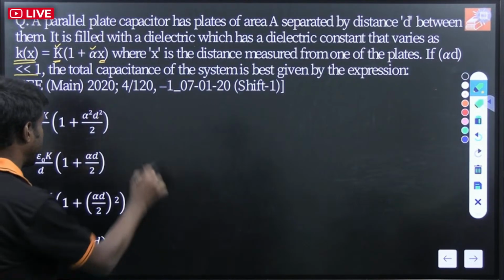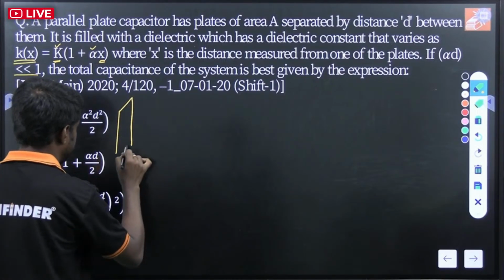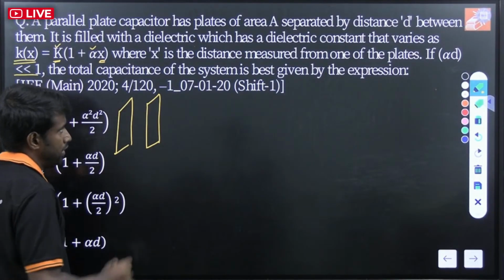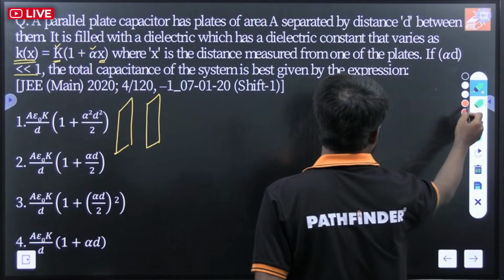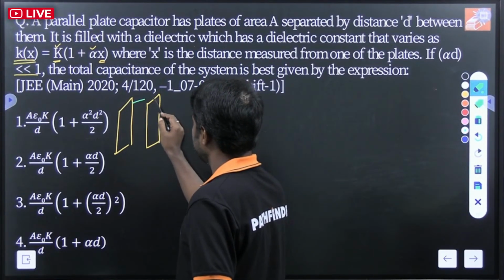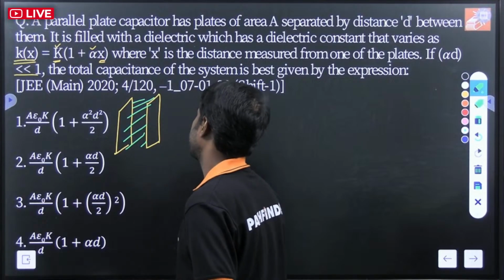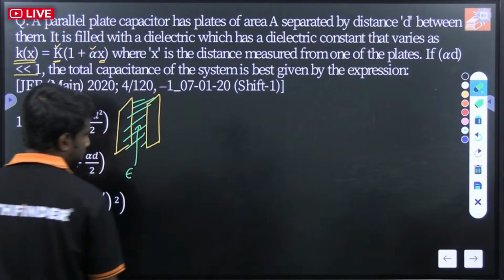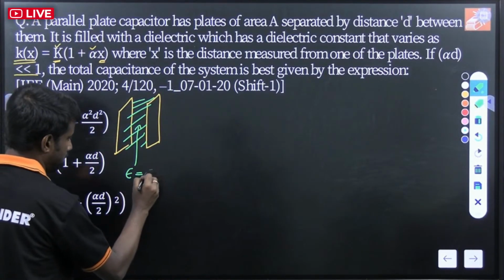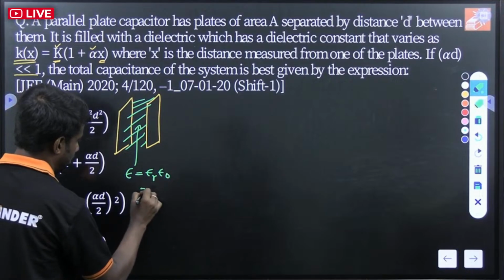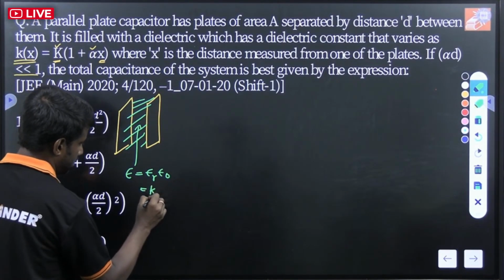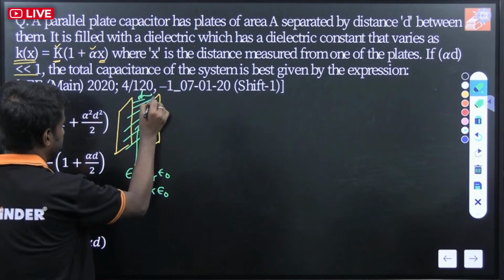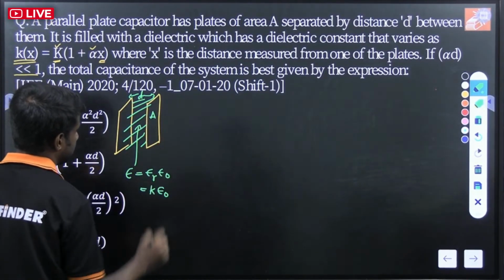So we have these two plates. Let's draw the diagram. In between the two plates, we have one dielectric. So the plates are filled with this dielectric. Let's say the permittivity of this medium is epsilon. We know epsilon equals epsilon r into epsilon naught, where epsilon r is the dielectric constant. The plate separation is d, and the area is A.